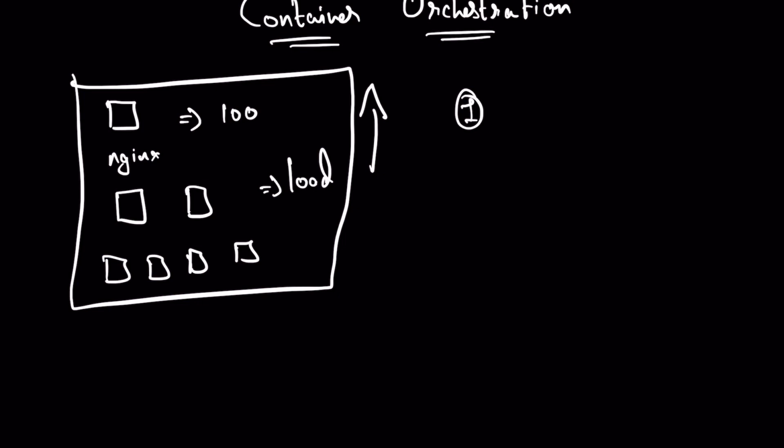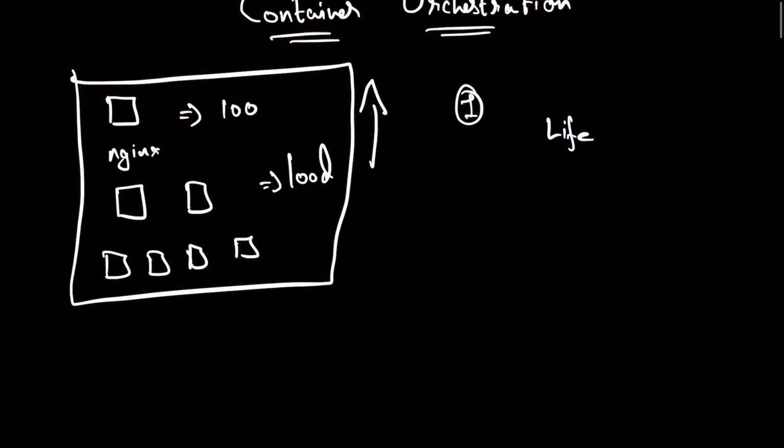So with the help of container orchestration, we can manage all these containers using a single interface. So what does container orchestration do? It manages the life cycle of the containers. So what is a life cycle? A pod getting created, a pod getting terminated, a pod getting restarted. Everything comes under the pod life cycle, and this will be managed by a container orchestration tool.